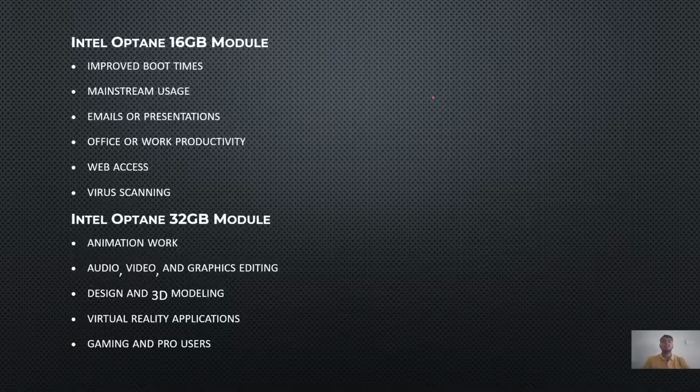While the Optane memory with 32 GB offers even more improvement in animation work, video, audio, and graphic editing, and 3D modeling and designing, which involve high-end software like AutoCAD and Premiere Pro 360 and many more. It is also good for virtual reality applications, and it enhances performance for gaming and pro users.